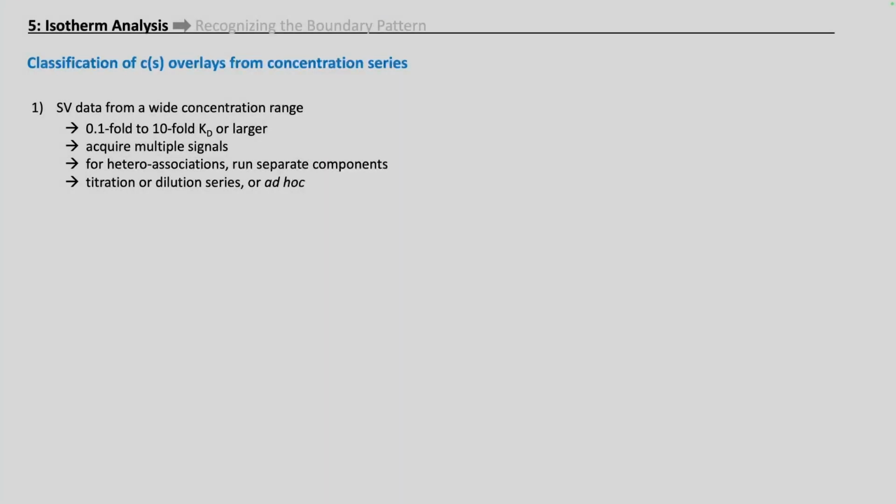The analysis rests on a series of sedimentation velocity data from samples at different concentrations. If you have an idea where the equilibrium dissociation constant might be, then ideally we would want to cover a range from 10-fold below to 10-fold above Kd, and even larger if possible. It is a good idea to acquire multiple signals. You will see more about this later in the section on multi-signal analysis, but even for isotherm analysis of single components, switching detection systems allows us to cover a larger concentration range. And this can be leveraged further by using sample cells with different optical path lengths.